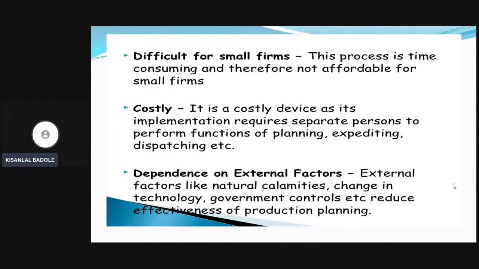Another limitation is that it is costly. Implementation requires separate persons to perform the functions of planning, expediting and dispatching. It also depends on external factors like the nature of climate, change in technology and government control, which reduce the effectiveness of production planning. Time to time the government also gives different norms to particular industries, and at that time they face loss and problems.